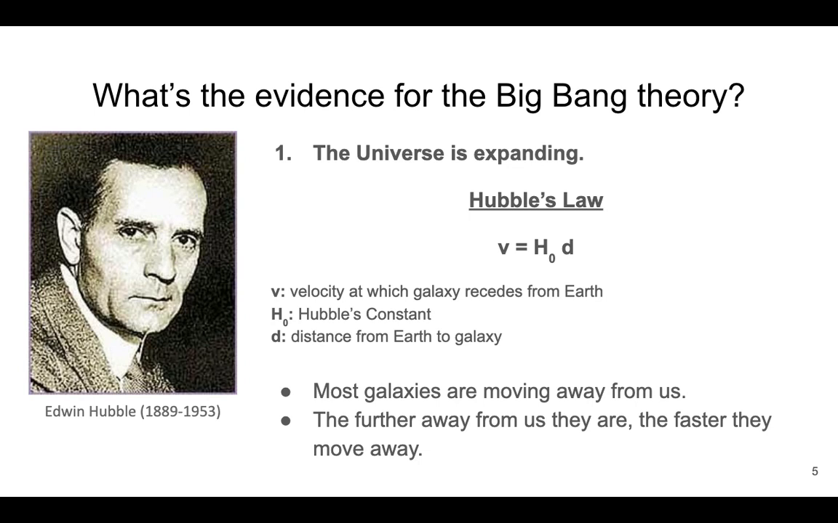And the further away you go from our galaxy, the faster they're moving away. That's this idea, which is called Hubble's law. In Hubble's law, the velocity at which the galaxy recedes from Earth, meaning the velocity at which it goes away, is equal to H naught, which is just called Hubble's constant, which there are different ways of measuring, times the distance, D. So basically, if D is a small number, then it will be moving away from Earth kind of slowly. If D is a big number, it will be moving away very quickly.